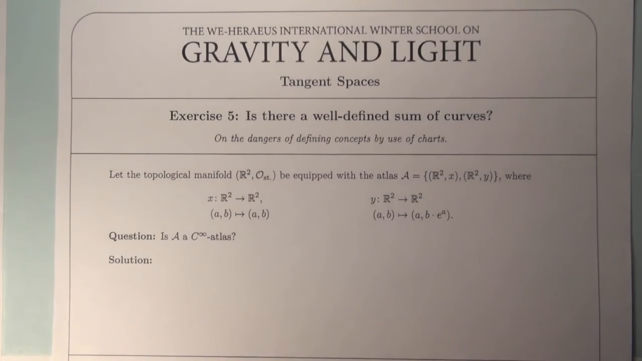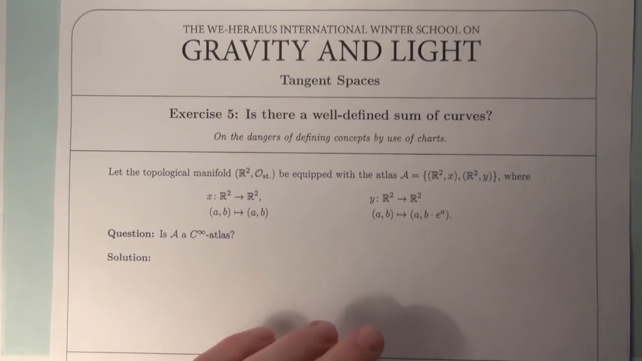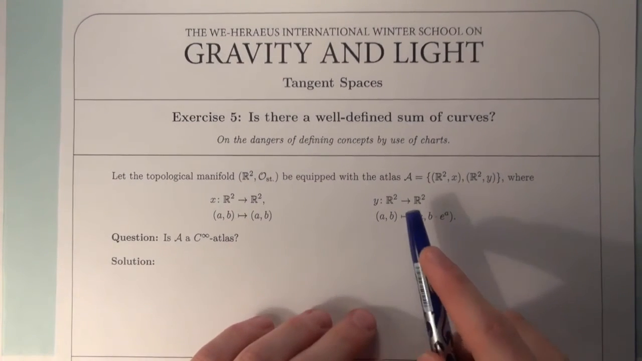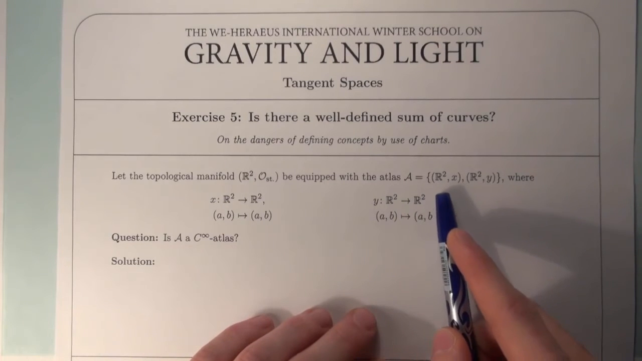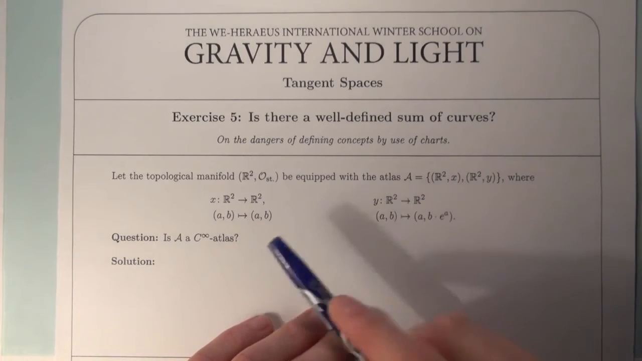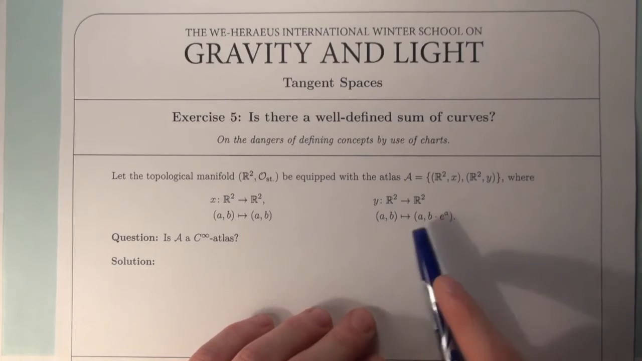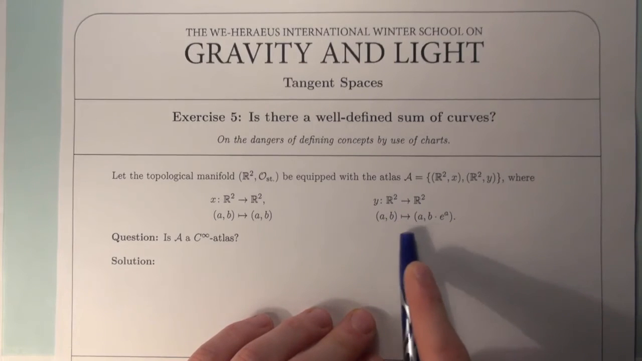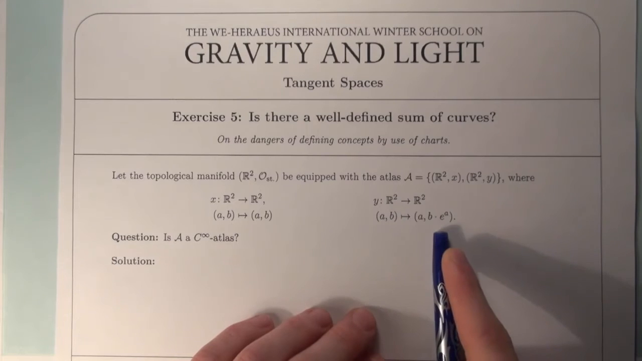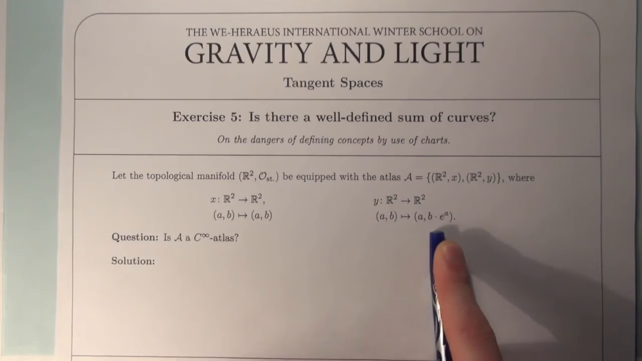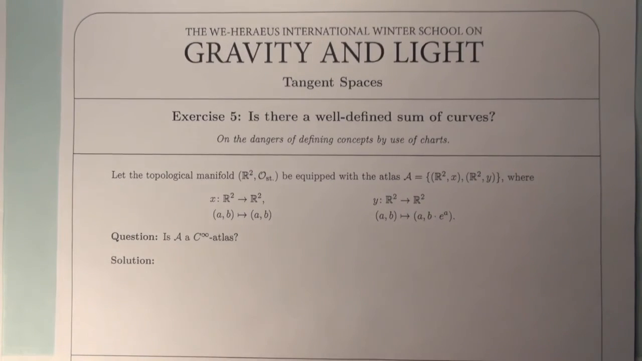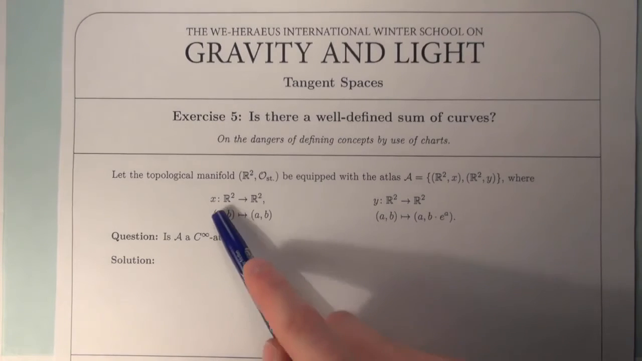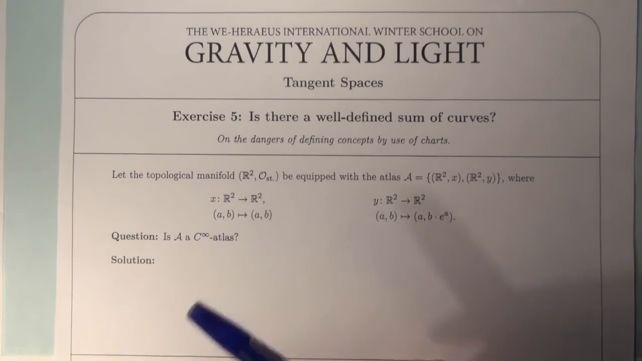First we consider again the topological manifold R2 with the standard topology and equip it with this specific atlas. First mapping R2 with the identity map x, and mapping R2 with this map y to R2. First question is whether A is a C-infinity atlas. Well, for a C-infinity atlas we have to check whether the chart transition maps from x to y and from y to x are C-infinity.